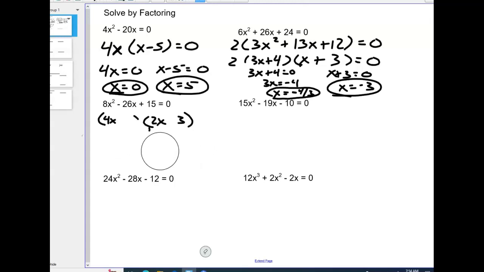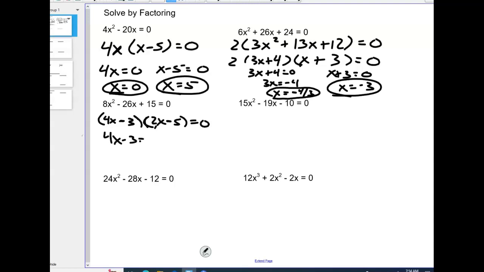So that means, not cry and give up. Try something else. Let's try 3 here and 5 here. 20x, 6x. Can I make that negative 26x? I can. If both of these are negative, negative 6 and negative 20 is a negative 26. Okay? And this is my answer.